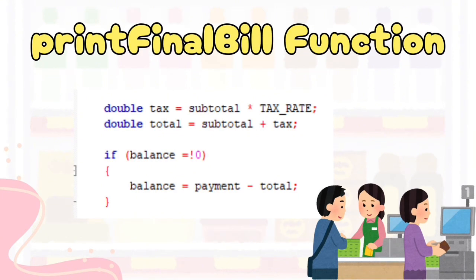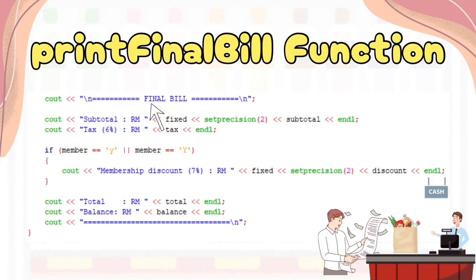A critical feature is its payment processing. By comparing the customer's payment against the total due, it calculates and displays the balance owed if payment is insufficient, or change if overpaid. The receipt presents this financial breakdown with precision formatting, showing the original subtotal, membership discount when applicable, tax amount, final total, payment received, and net balance.